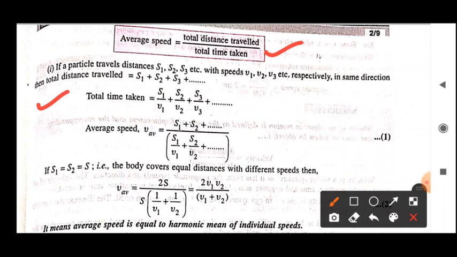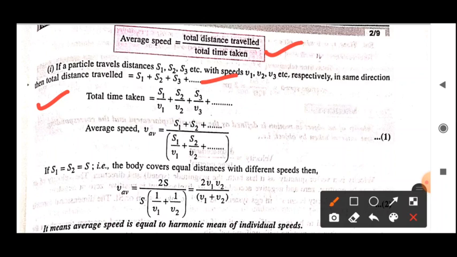Suppose the particle we have travels distances s1, s2, s3 with the speeds v1, v2, v3 and so on, respectively in the same direction. So what will be the total distance travelled? That is s1 plus s2 plus s3 and so on, obvious. Then the total time taken, you know, is distance upon velocity.